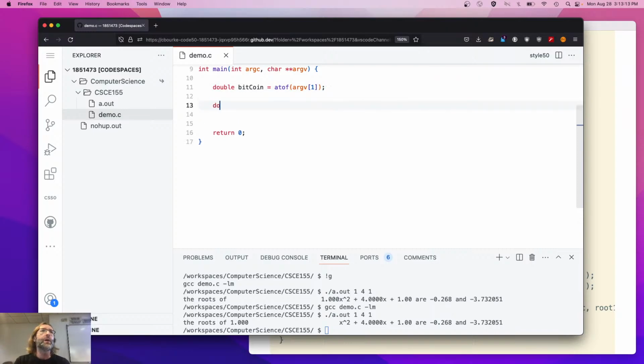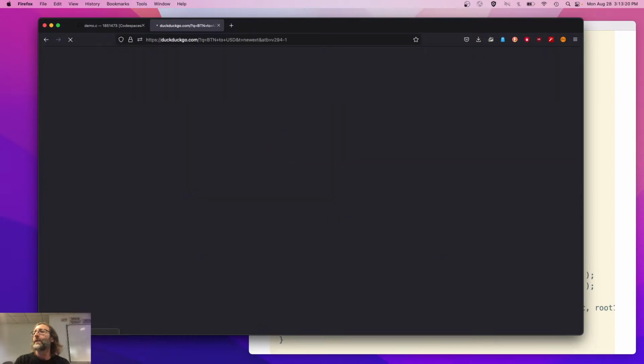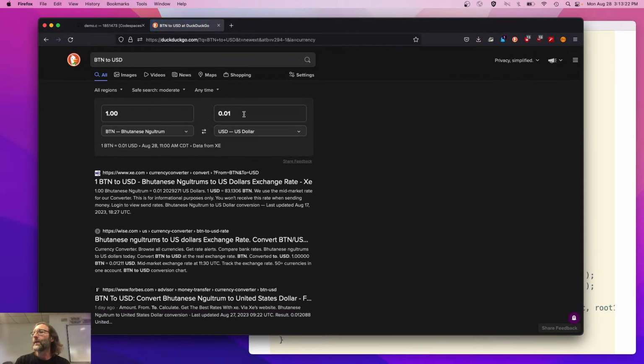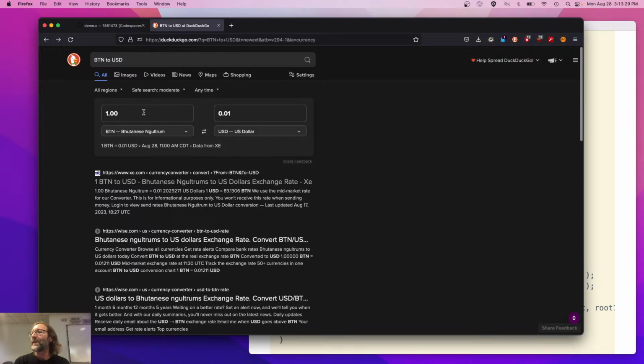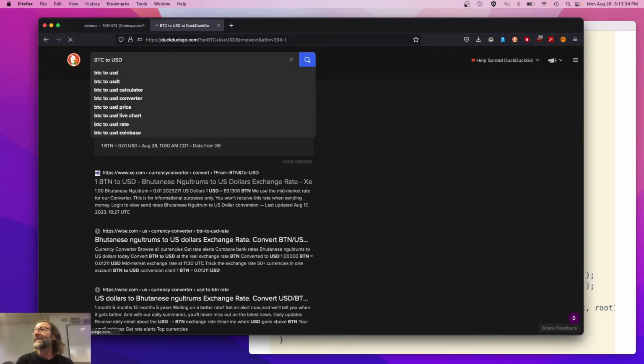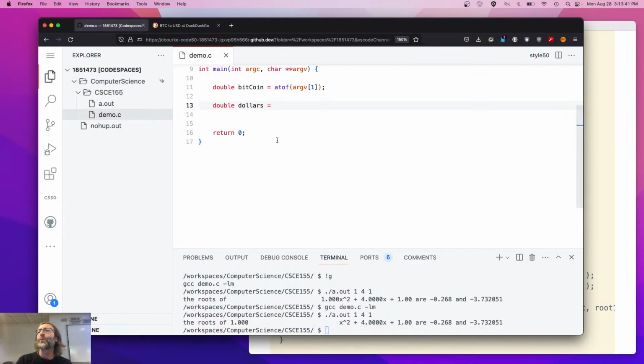How do I convert Bitcoin to dollars? BTN to USD. What's the current value right now? Oh, I need some more significant figures than that. Come on. Oh no, it's not BTN. It's Bhutanese. Okay. What is the code for Bitcoin? BTC. Thank you. BTC. I forgot. There we go. That's way more sensible. So 1 Bitcoin is worth $26,000, times Bitcoin.